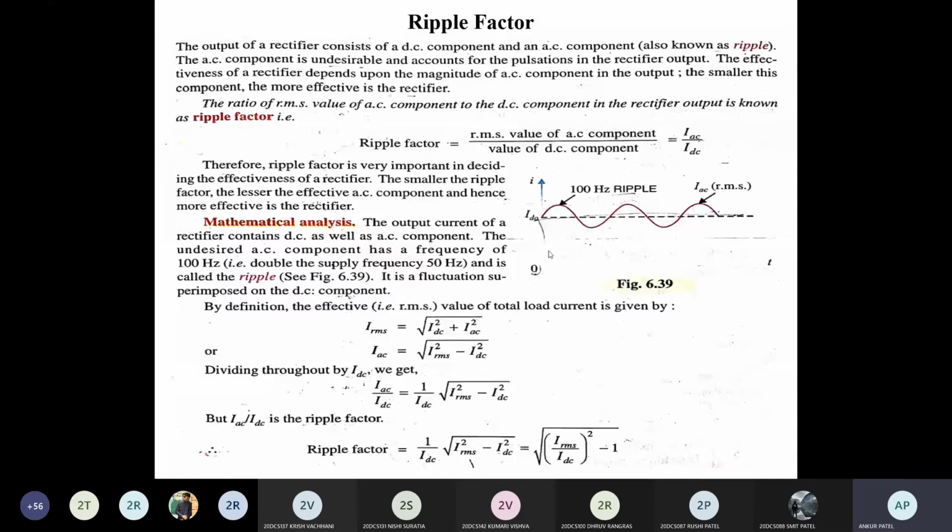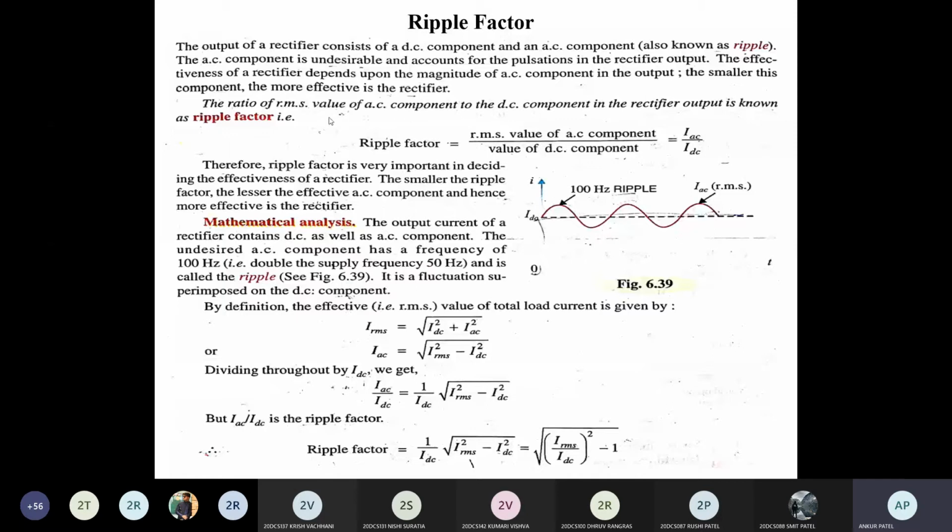Due to having the ripple factor, you can see this is the zero line. It is not visible here, in the I versus T graph. So due to ripple factor, it is above the 0 line. We have this AC component and this dotted line is the DC component. This ripple has 100 hertz frequency due to this pulsation.